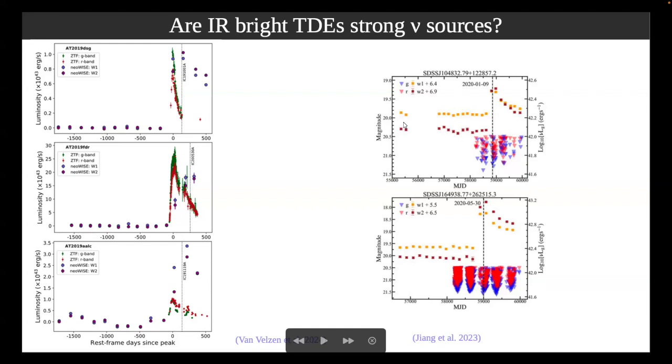The very interesting thing to notice is that in all cases, the neutrino arrival time is coincident with or very close to the peak time of infrared, which sparked a lot of ideas. Like, where is the neutrino here? It's the vertical line. Sorry, I should have said that. Do you see the vertical line?